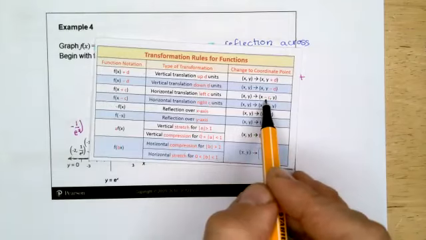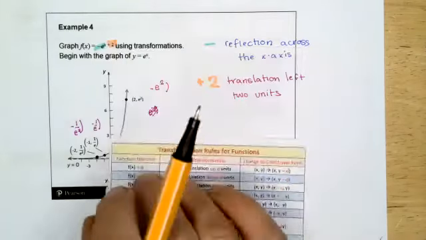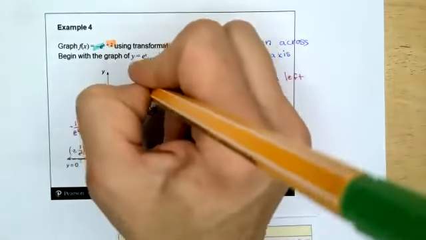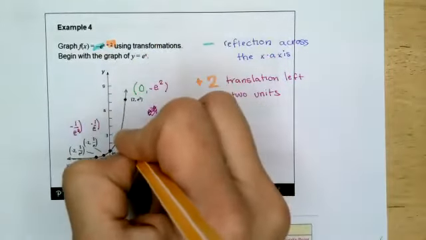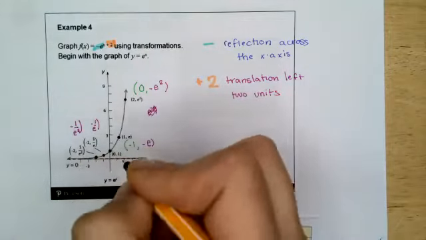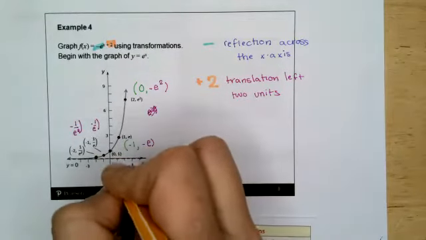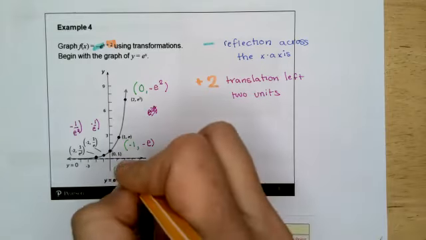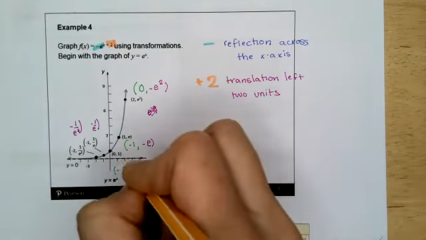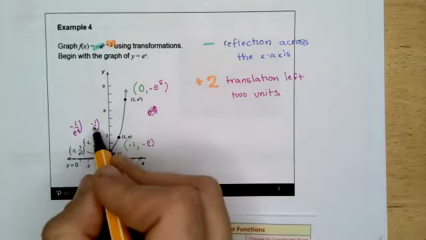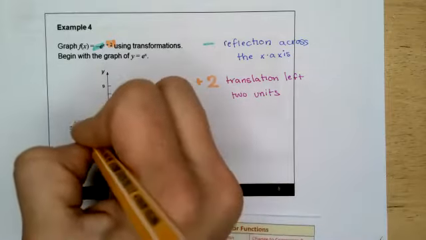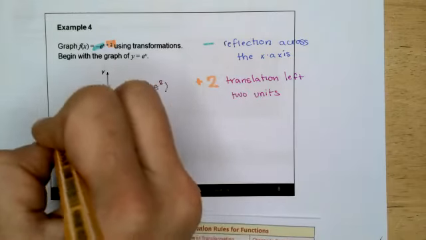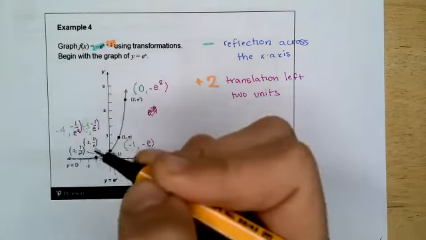So left 2 units means we're subtracting 2 from every x. So instead of 2, that's going to be a 0. Instead of a 1, that's going to be a -1, right? Instead of a 0, that's going to be a -2. Instead of a -1, that's going to be a -3. Instead of a -2, that's going to be a -4.